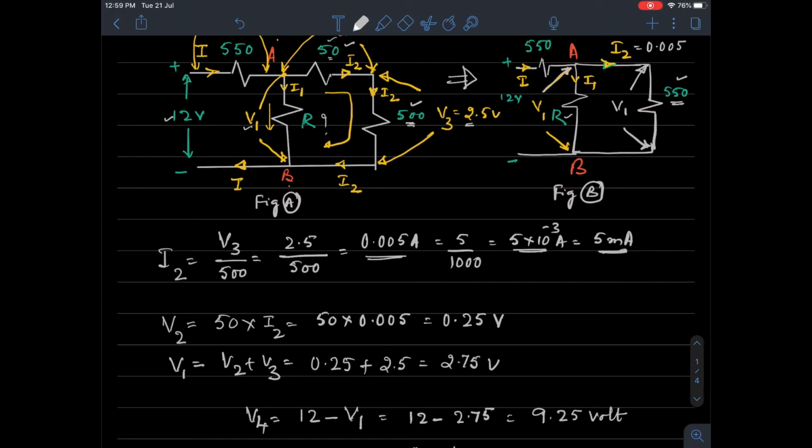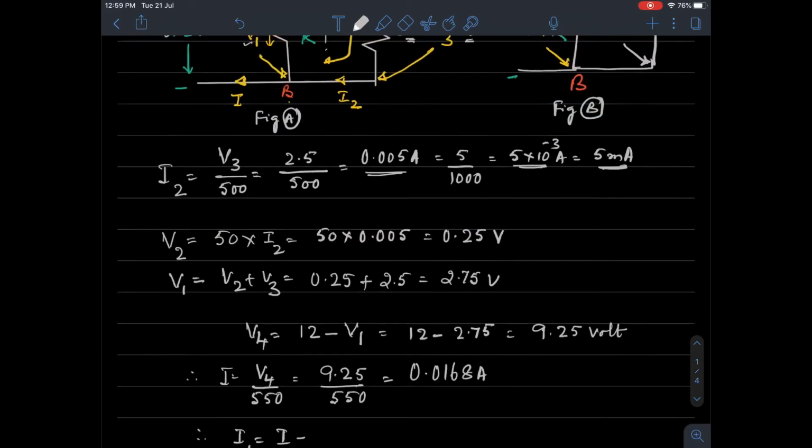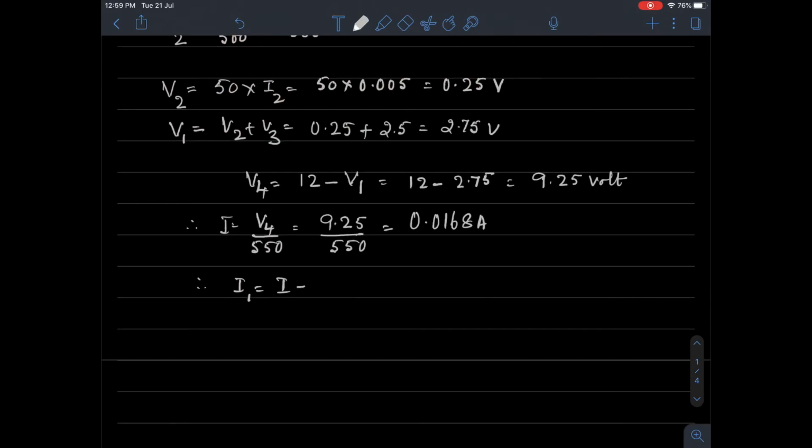Okay, why did I find I? Because I am interested in I1. I know I2, so now I can get I1. I already know V1. If I can somehow get I1, I'll be able to get R. That is my objective, right? Now, therefore, I1 equal to I minus, what is that current? I2.